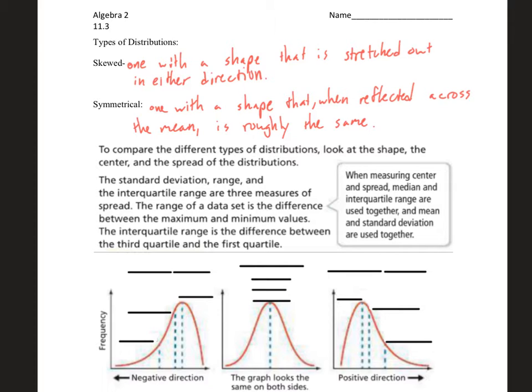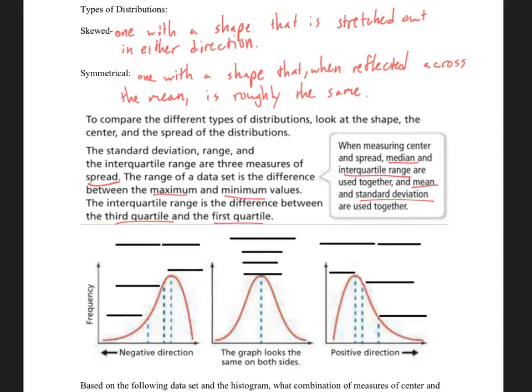So to compare the different types, we look at the shape, the center, and the spread of the distributions. We have three ways to measure spread. Those three ways are standard deviation, which we talked about in an earlier video, range, and interquartile range. The range is just the maximum minus the minimum. Interquartile range is the third quartile minus the first quartile. And so when we're deciding which measurements to use, median and interquartile range will be used together, and then mean and standard deviation will be used together.